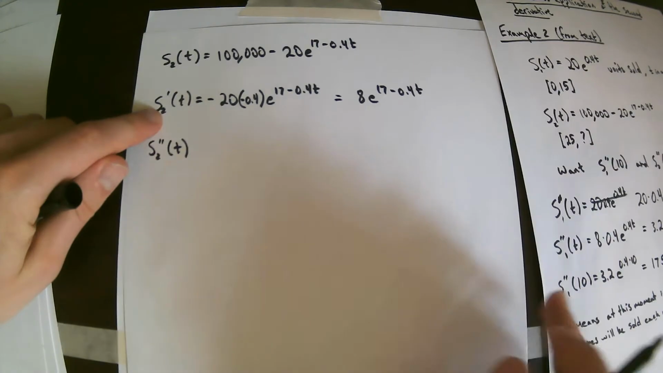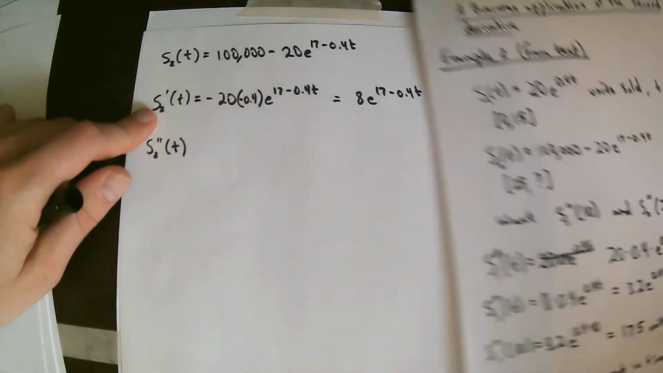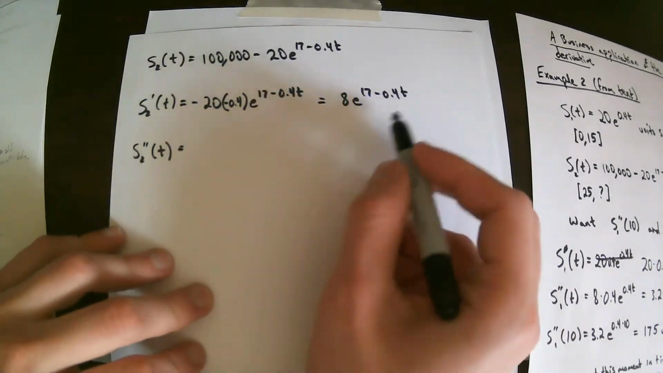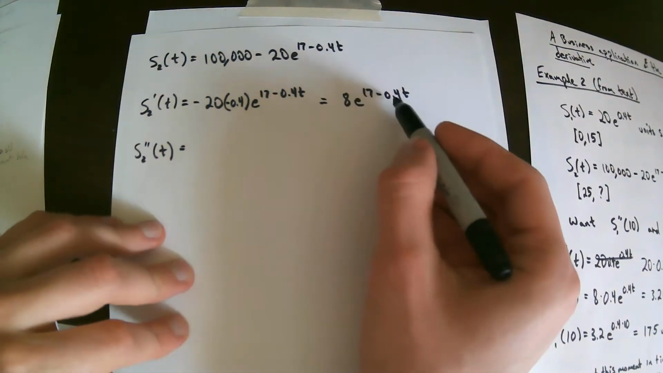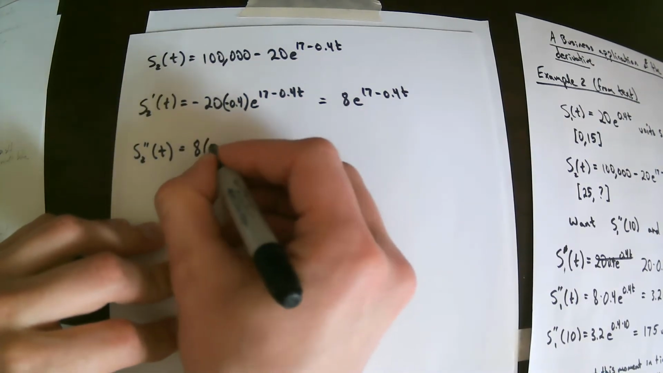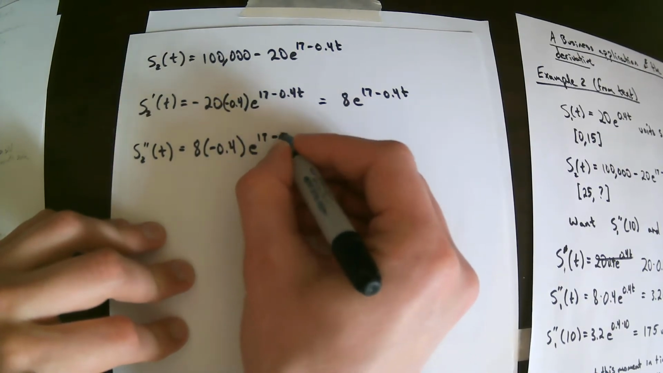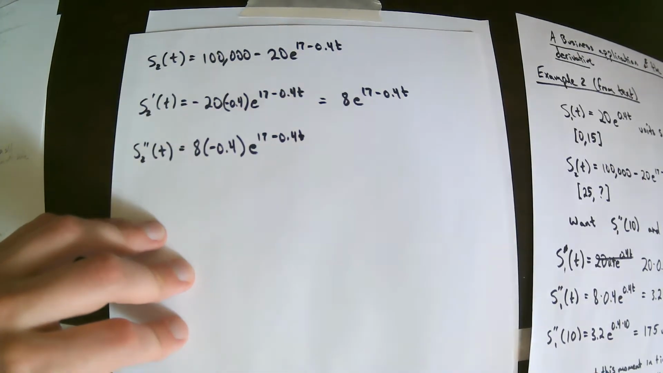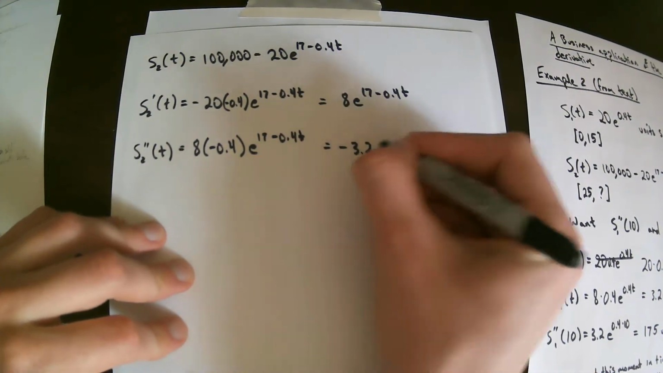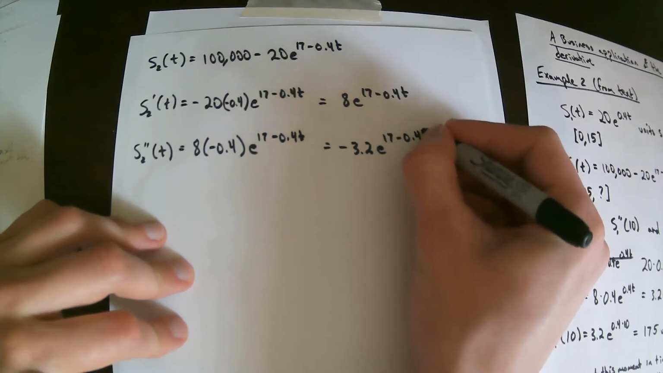Remember, this function is measuring the span of time from 25 months beyond. Now the second derivative, so we're going to take the derivative of this, same thing's going to happen. We're going to have that extra factor of negative 0.4 drop down, so it's going to be 8 times negative 0.4 e to the 17 minus 0.4t. That's going to be negative 3.2 times e to the 17 minus 0.4t.